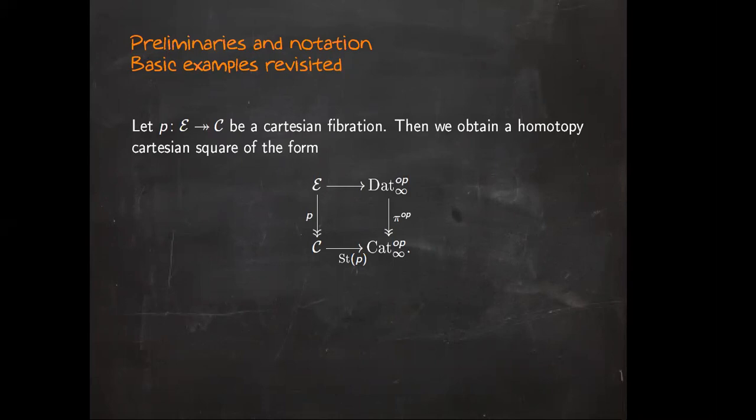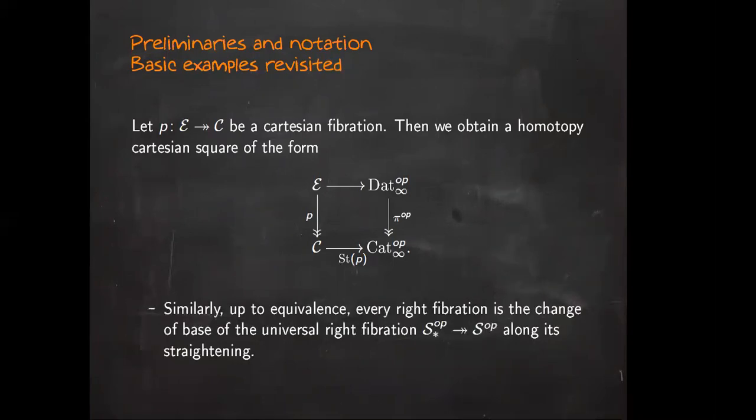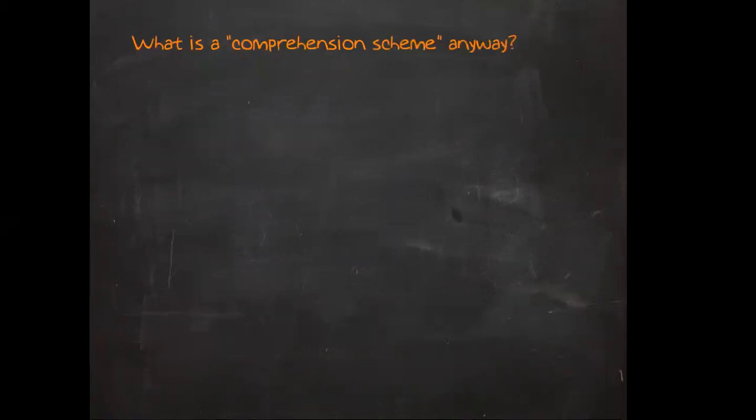All right. And in a similar way, there is a universal right fibration over the infinity category of spaces, and every small right fibration is the change of base along its own straightening up to equivalence. All right, this sets up all the preliminaries that we need. So we can go on and talk about comprehension schemes.